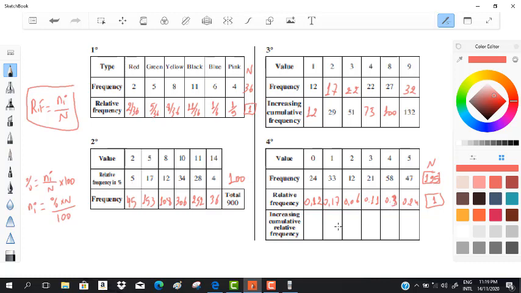Maybe 0.99. Okay. Increasing cumulative relative frequency is the same way of calculation as the increasing cumulative frequency, but this time with the relative frequency. So I just copy 0.12, then 0.12 plus 0.17 is 0.29, 0.29 plus 0.06 is 0.35, plus 0.11 is 0.46, plus 0.3 is 0.76, plus 0.24 is exactly 1. Very good. So this is the first exercise. Okay, now we have to do the second.